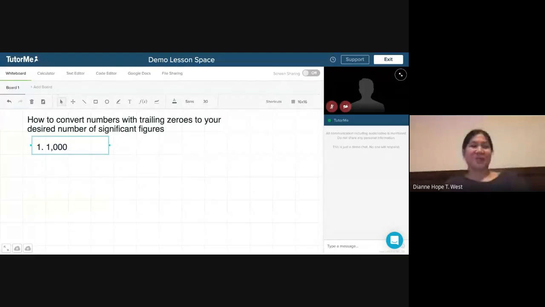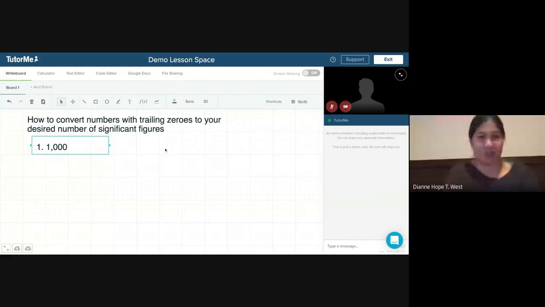Hi, students. Our lesson for today is on how to convert numbers with trailing zeros to your desired number of significant figures. So this is where we apply our previous knowledge about significant figures and about how to convert trailing zeros to the desired number of significant figures.